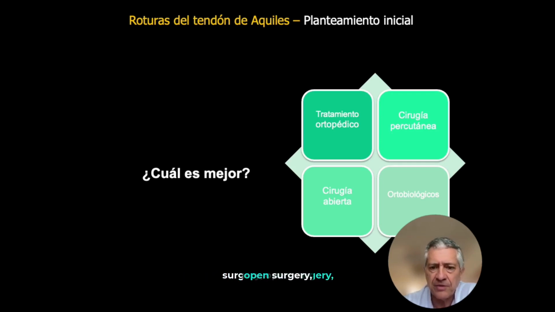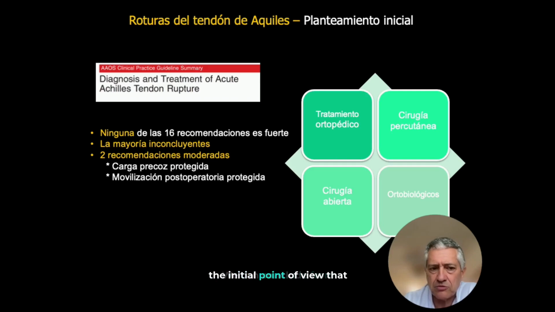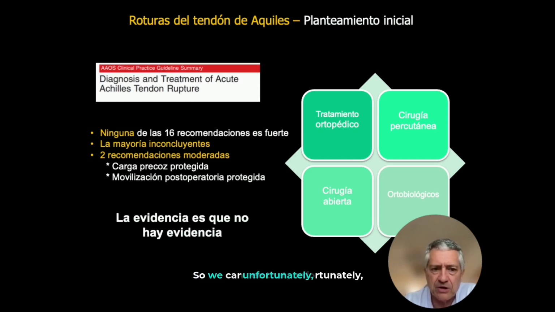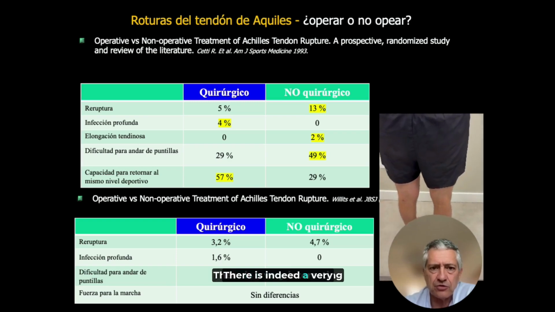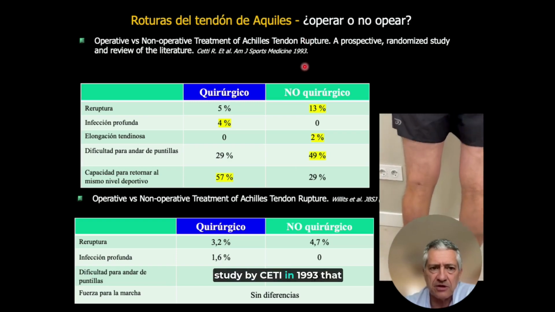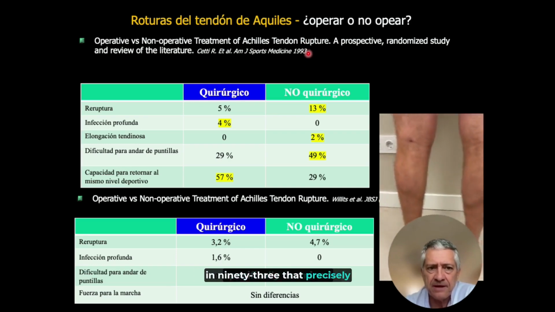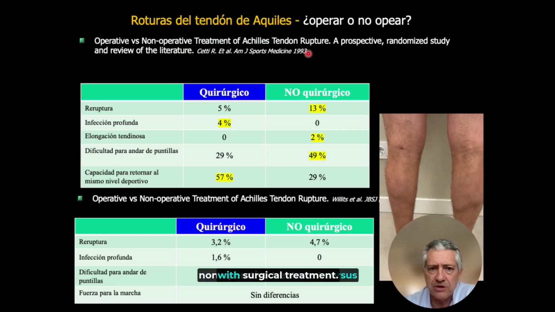With all this, and returning again to our initial question, which is the best, whether orthopedic treatment, percutaneous surgery, open surgery, or orthobiological treatments, we can say as a conclusion that none of the recommendations is strong. Most of the recommendations are inconclusive, and on the other hand, two moderate recommendations only advocate for protected early loading and protected postoperative mobilization. So we see that the evidence, unfortunately, despite a very common injury, is that there is not so much evidence in this regard. There is indeed a very interesting study in '93 that precisely studied non-operative treatment with surgical treatment.